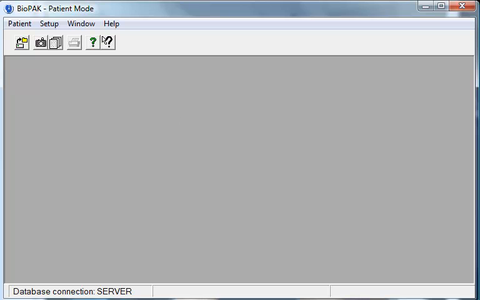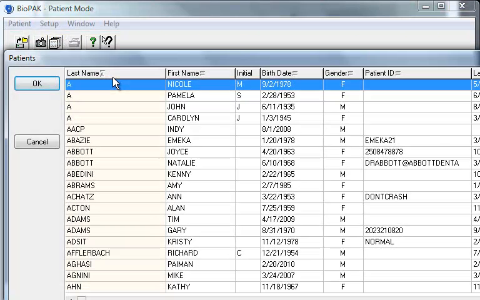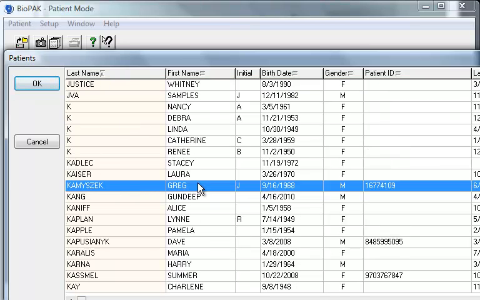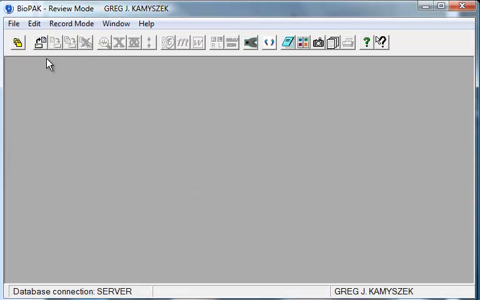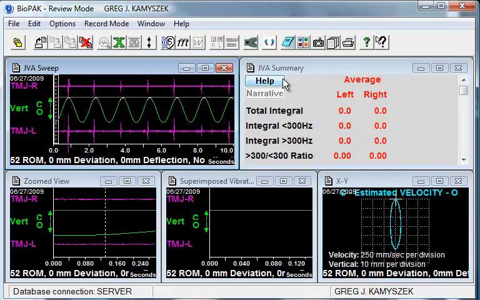What we're going to do is go through using the flowchart to look at a normal joint vibration analysis trace. First, in the BioPack program, we'll open our patient list and find our patient by typing in their last name. And here from the review mode, we will open a trace, select the trace that we want to review.